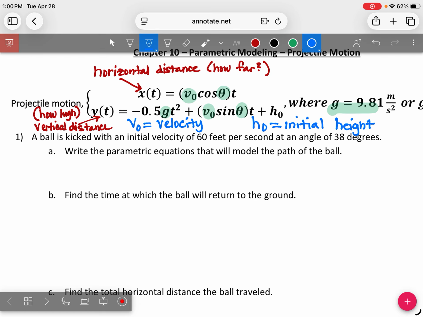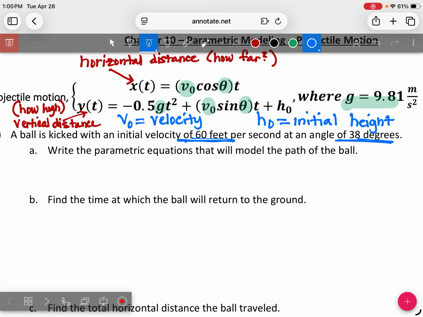So it says a ball is kicked with an initial velocity of 60 and an angle of 38. So I'm going to go ahead and plug it in. So my x parameter, x of t, is going to equal initial velocity, which is 60, times the cosine of 38t. This is one number, by the way. Everything is multiplied.